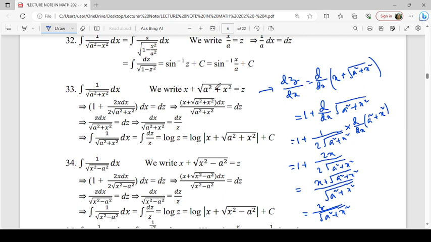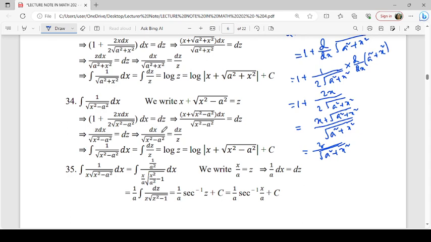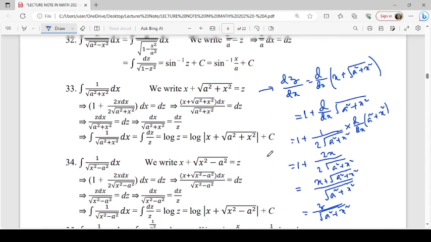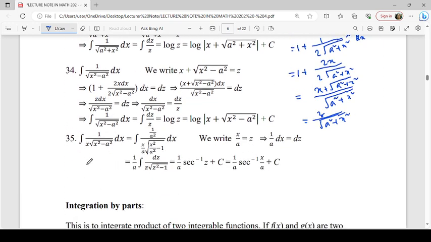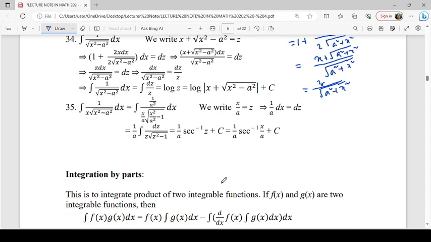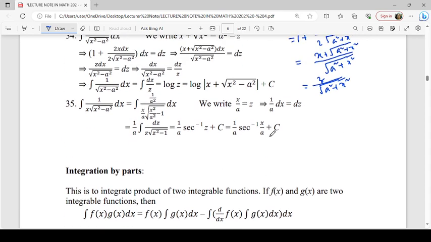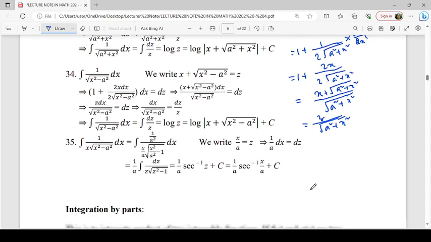So x plus root over x square minus a square, it is z. In the same way we have dz by z and this gives log of this. So these results are to be noted: 1 by root over a square plus x square, 1 by root over a square minus x square, 1 by root over x square minus a square. This is for the inverse, standard formula. So this is all by the method of substitution.